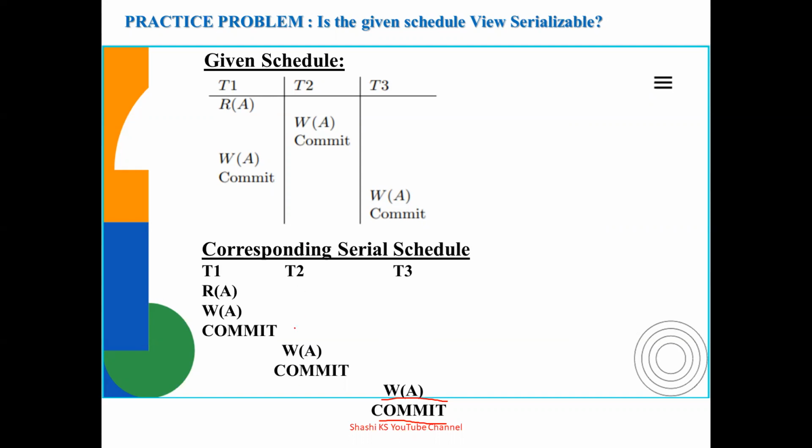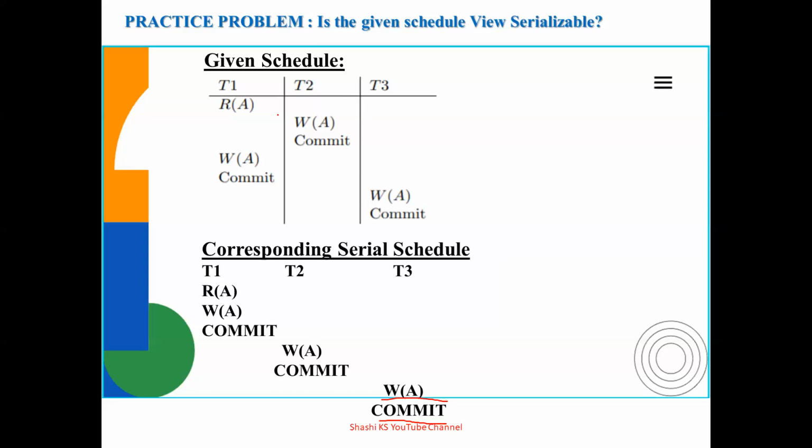And I have written the corresponding serial schedule for this. And what should I do now? I have to compare this schedule with that schedule and check whether those 3 conditions, initial read, updated read, and final write, are satisfied or not. If all 3 conditions are satisfied, I can conclude that this given non-serial schedule is view equivalent to one of its serial schedules, which is the order T1, T2, T3. Now let's compare and check.